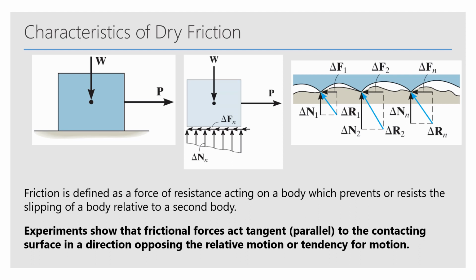Friction is defined as a force of resistance acting on a body which prevents or resists the slipping of a body relative to a second body. Experiments show that frictional forces act tangent or planar to the contacting surface in a direction opposing relative motion or tendency of motion. So in the image above, we see how frictional forces may apply to this box.